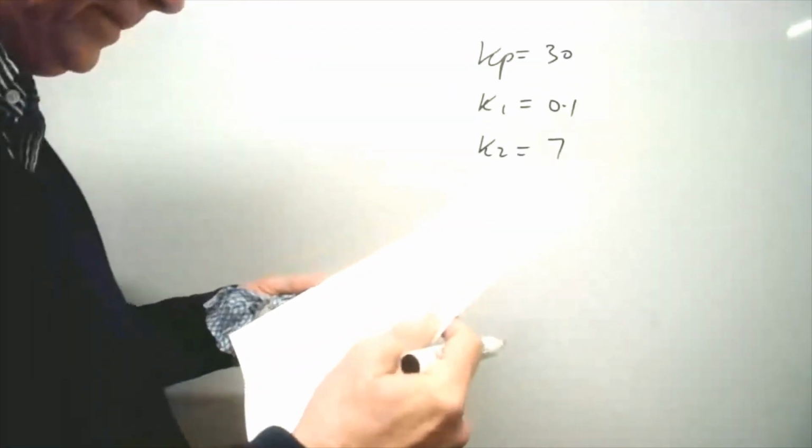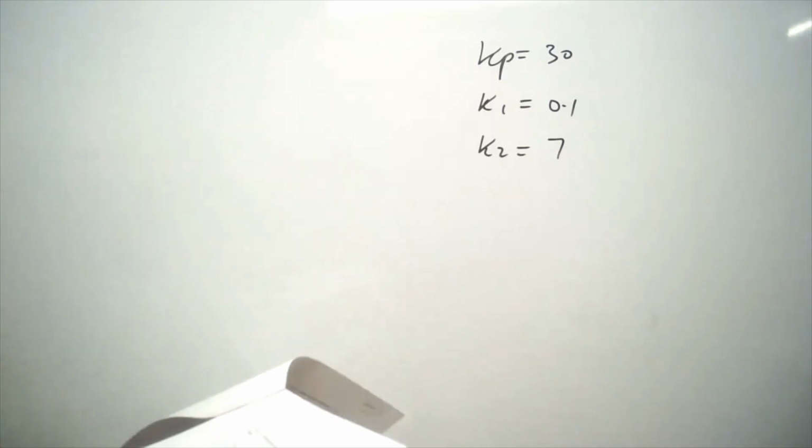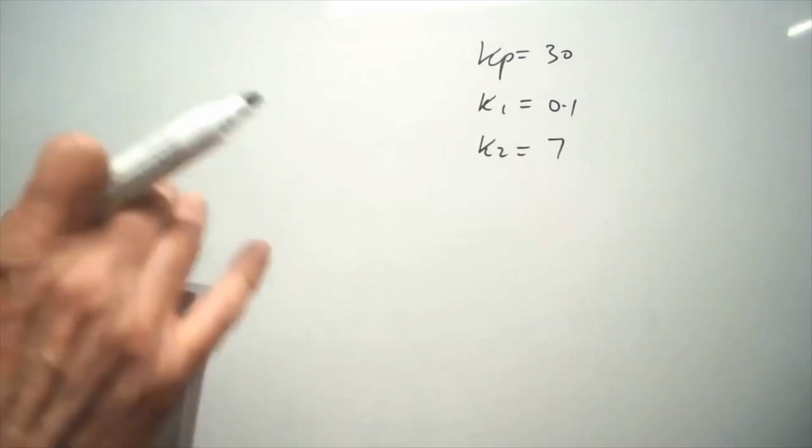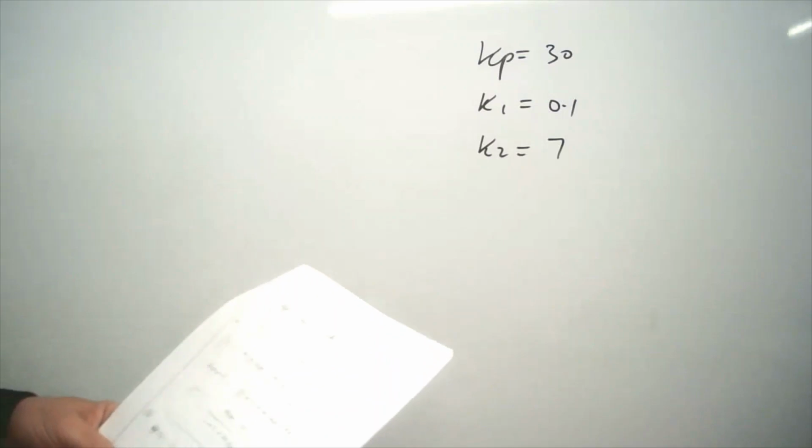It then gives you values for Kp. It says Kp is 30. It gives you K1 as 0.1, and it gives you K2 as 7. So it gives you some numbers now. So just going back to where we were with this. I shouldn't have rubbed everything out. I was too quick. No, it doesn't matter too much.